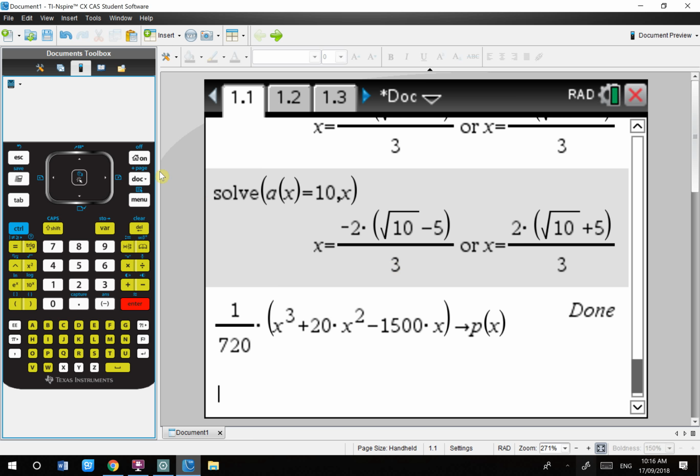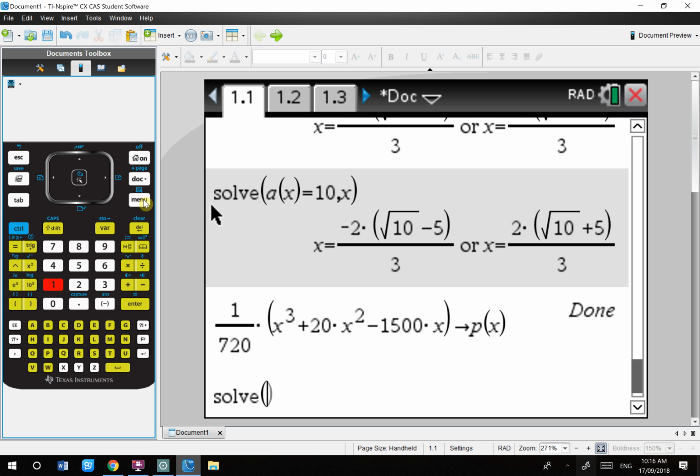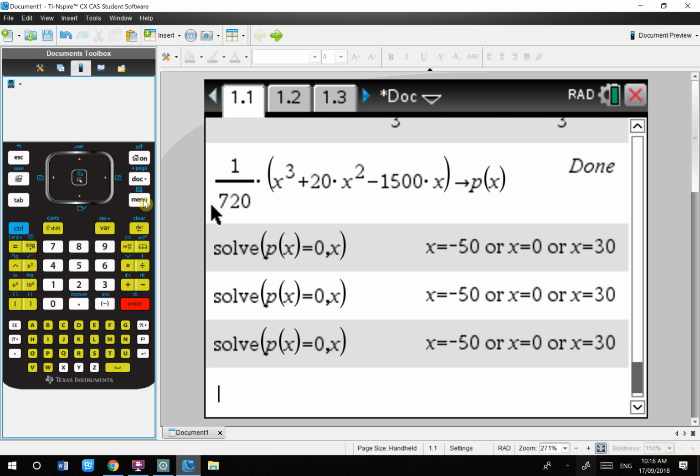Y equals to 0. So in the calculator, what should I type? Menu 3, I want to solve. What should I type? P bracket X equals to 0, and then after that, comma X. Good. P(x) equals to 0, comma x.